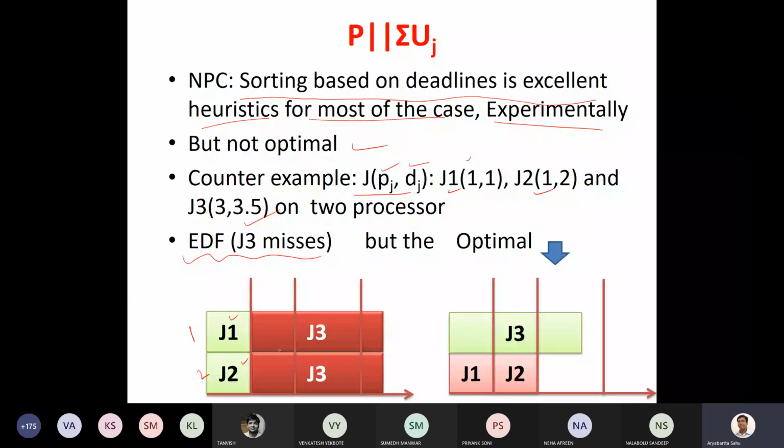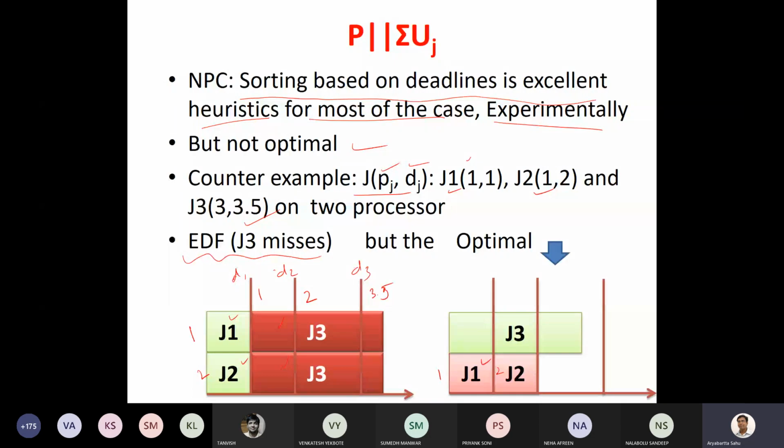But the optimal is this one. If you schedule J1 first on machine 1 and J3 on machine 2, and J2 after J1, then all will meet the deadline. So these are the deadlines D1, D2, and D3. D1 is 1, D2 is 2, and D3 is 3.5.